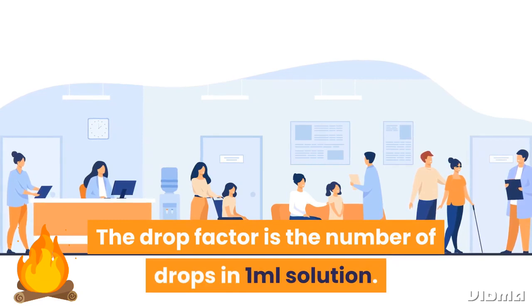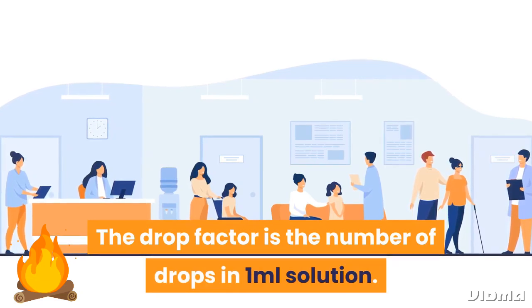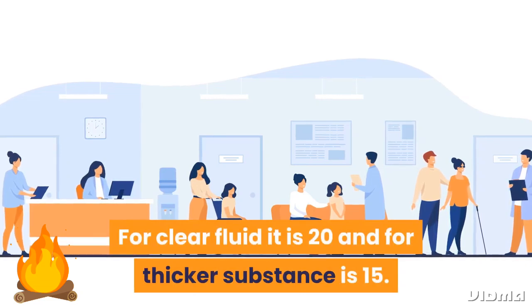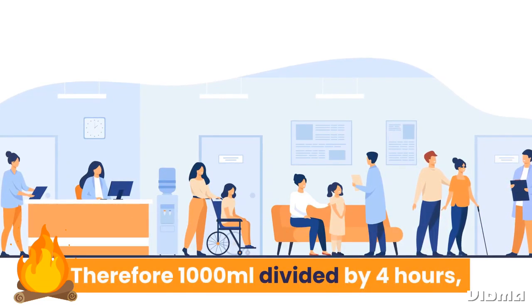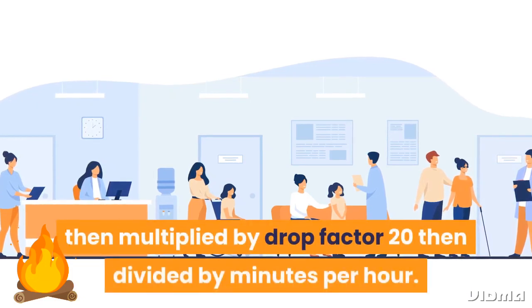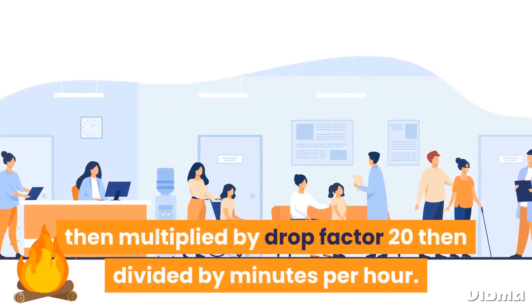The drop factor is the number of drops in 1 milliliter solution. For clear fluid it is 20 and for thicker substance is 15. Therefore 1000 milliliters divided by 4 hours, then multiplied by drop factor 20 then divided by minutes per hour.